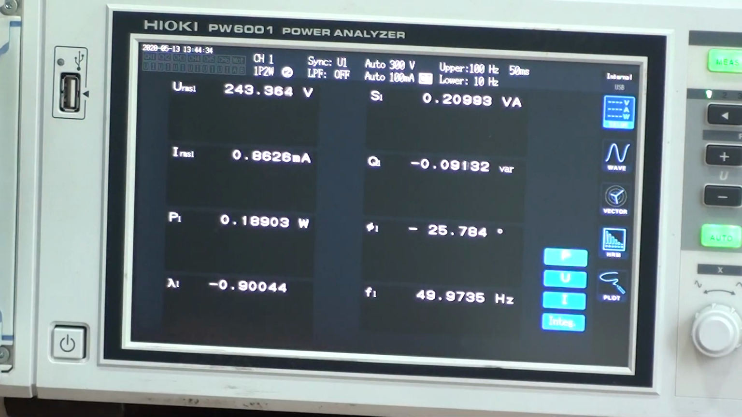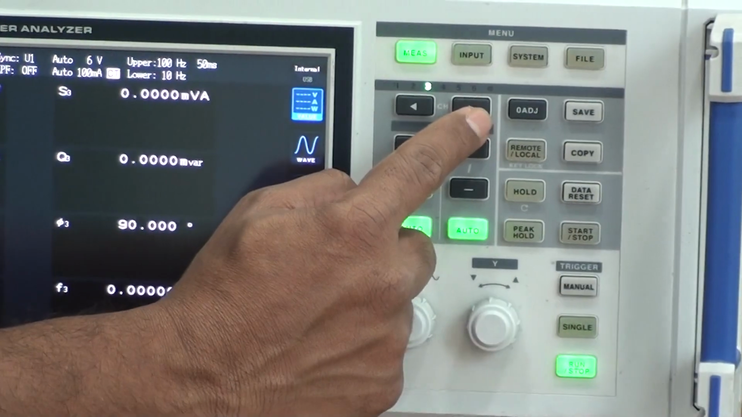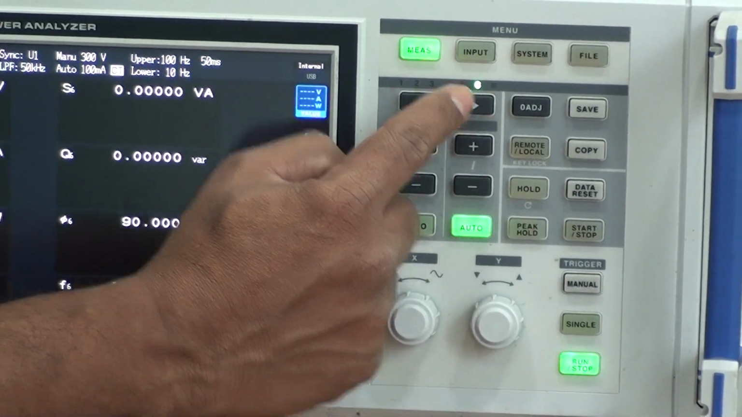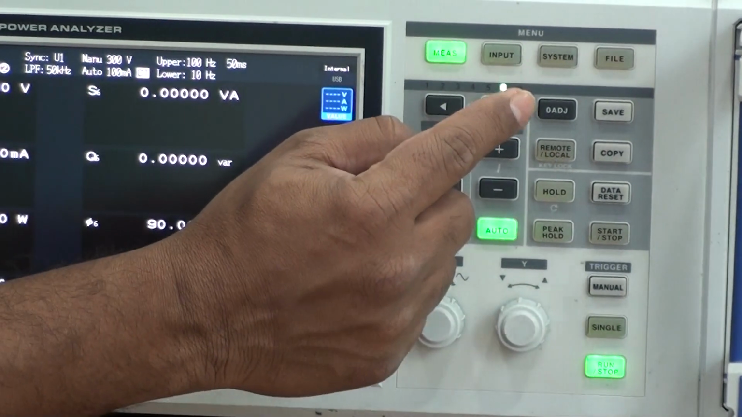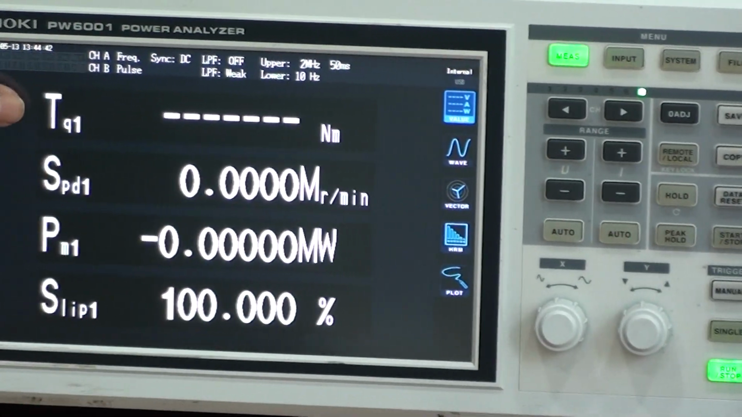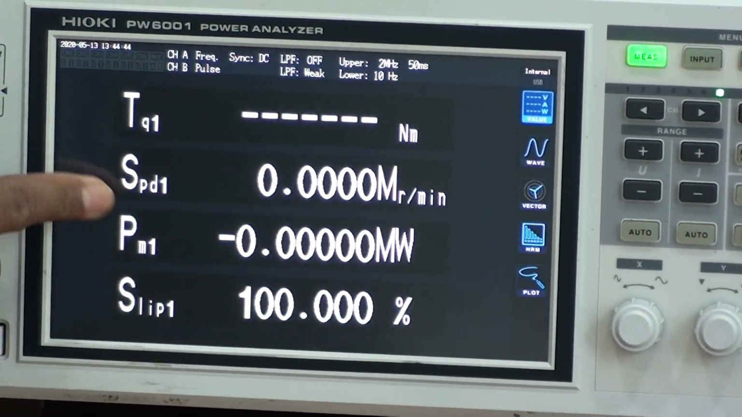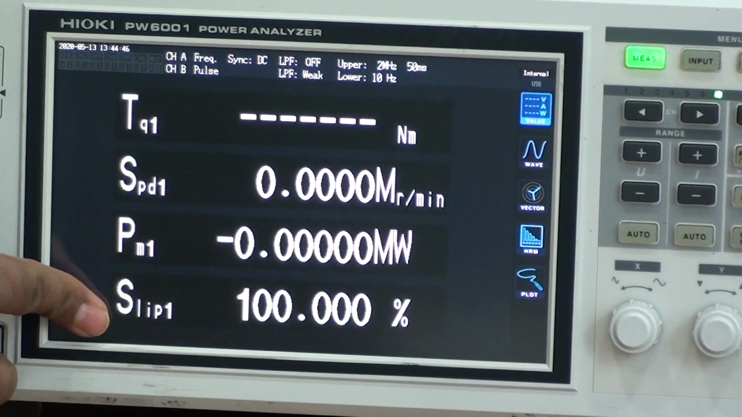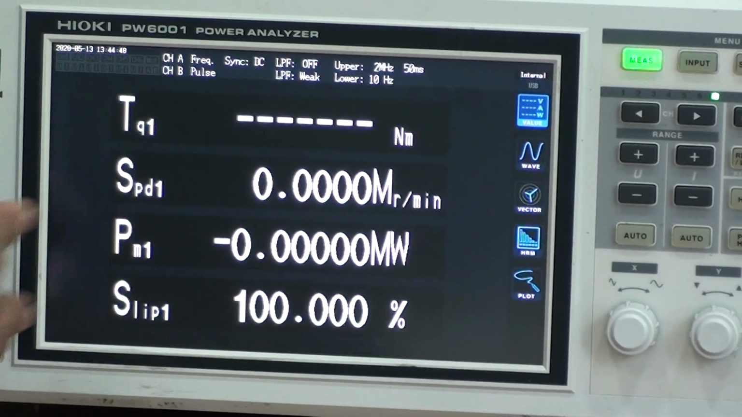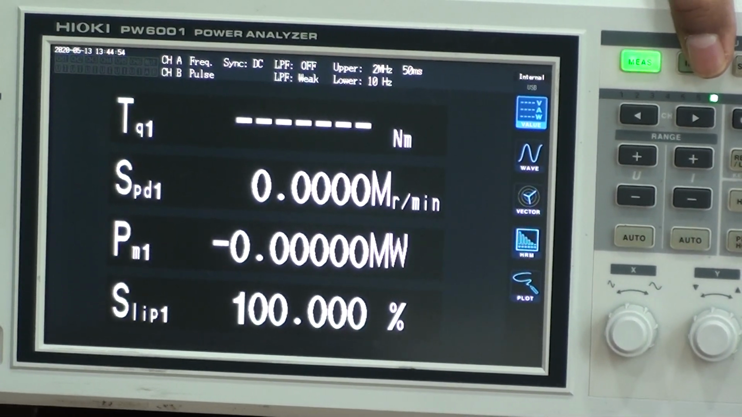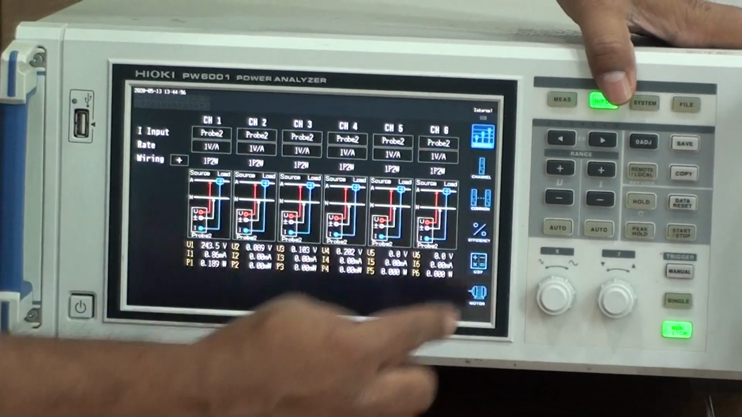So on the measurement side, you have the stage by stage. You can see here it is channel 1, 2, 3, 4, 5, 6. So these are channels on the instrument, and this is the motor. So you have torque, speed, power of the motor and slip. So these are the 4 parameters that you can get in the motor measurements. Then you can directly shift to the efficiency.